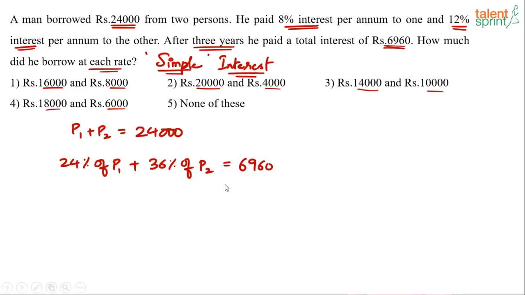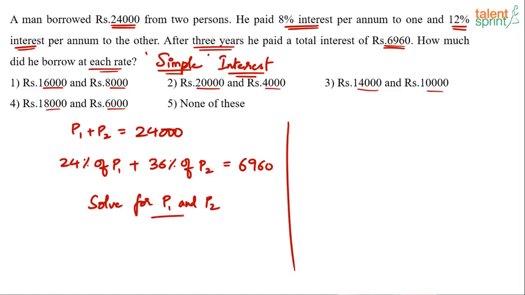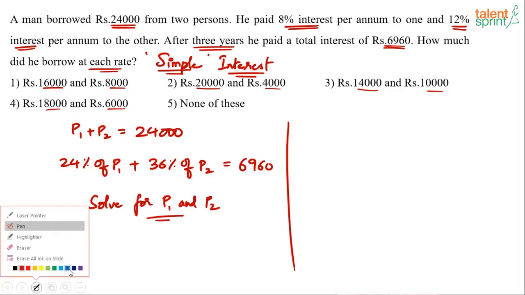Solving equations is not very difficult. Or we have discussed in our videos, in our allegations and mixtures videos, that this question can also be solved using the allegation rule. So this is one way: solve for P1 and P2 from the two equations, you'll get the answer. Let me explain the other method, the smart method.